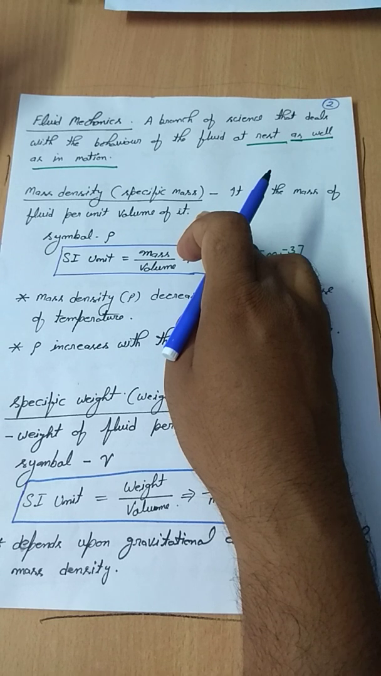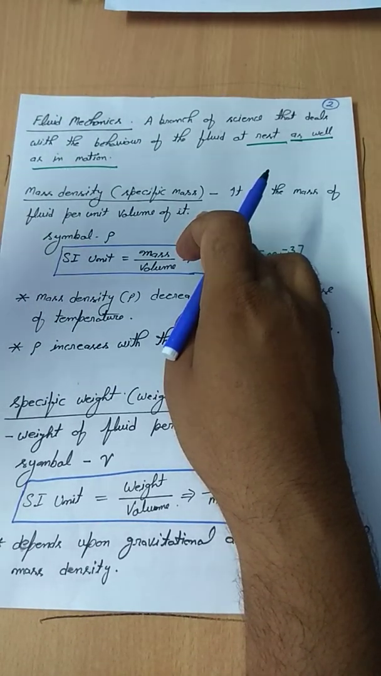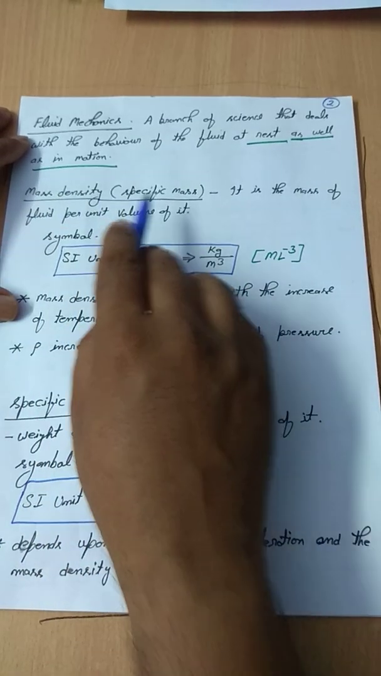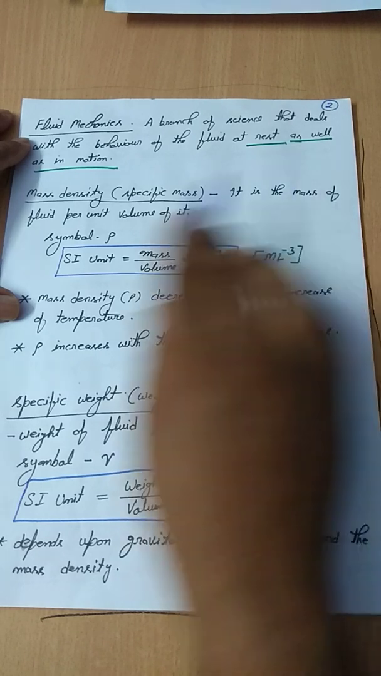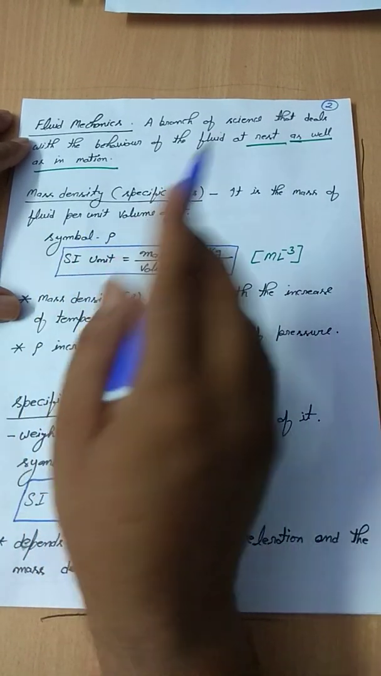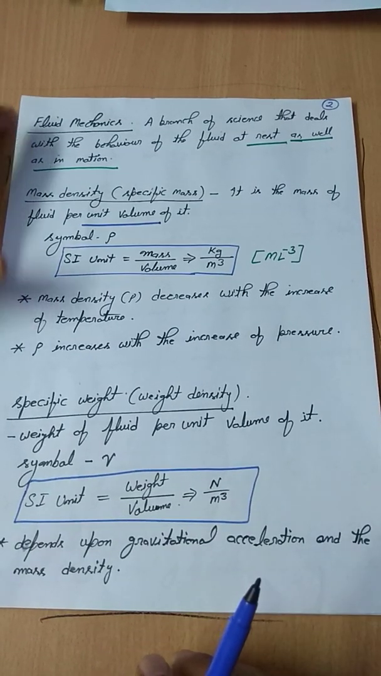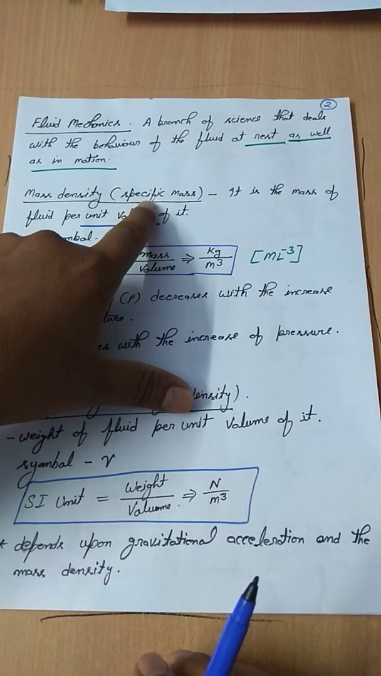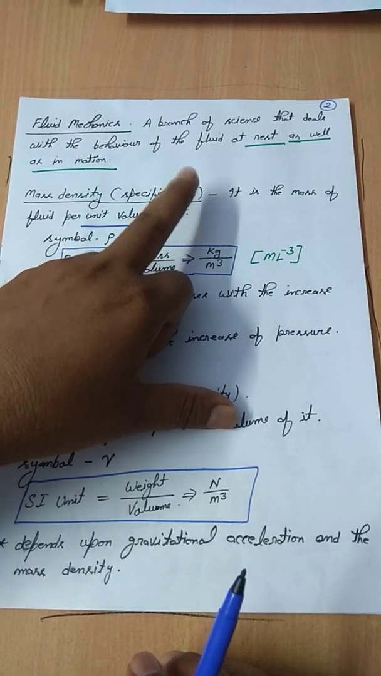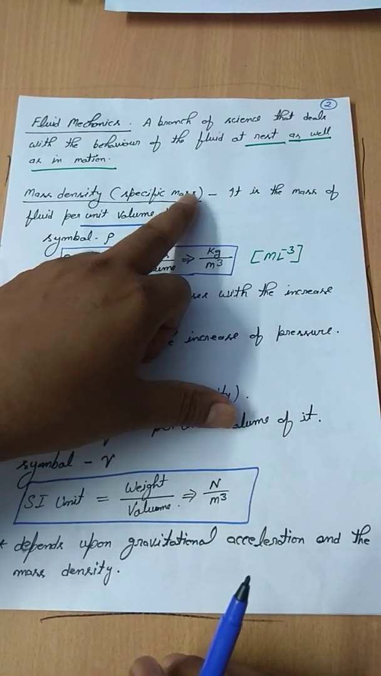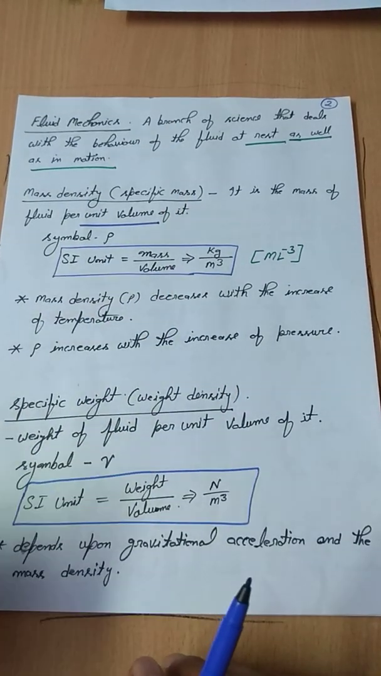unit quantity of another parameter. Like here, mass density, also called specific mass. What is it? It is the mass of the fluid per unit volume. What is the other parameter? That is per unit volume. Volume is the other parameter I was telling you about: wherever the term specific is mentioned with any parameter, that parameter would be measured with respect to unit quantity of some other parameter.